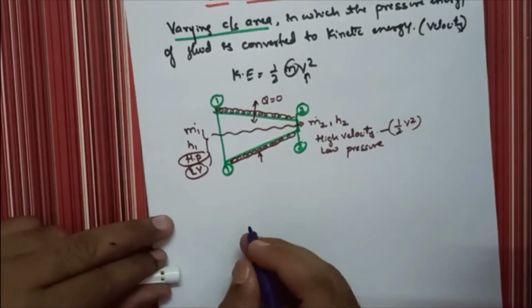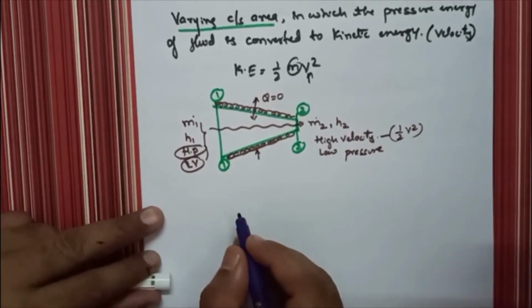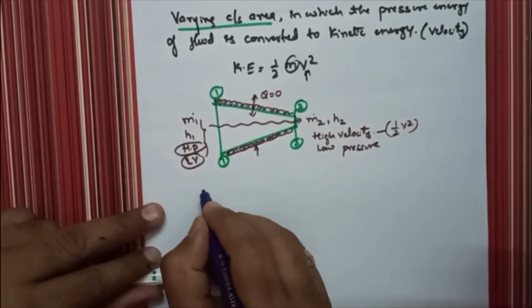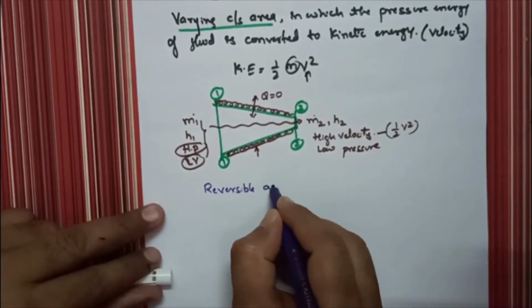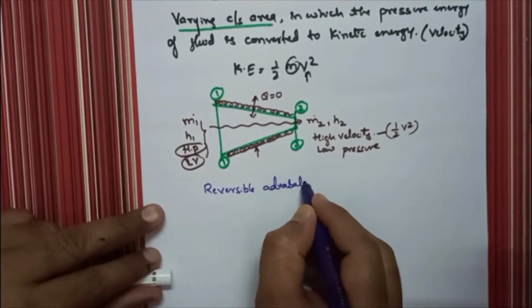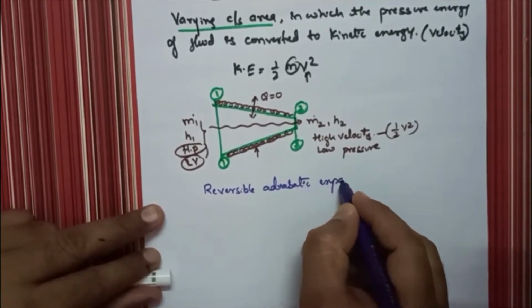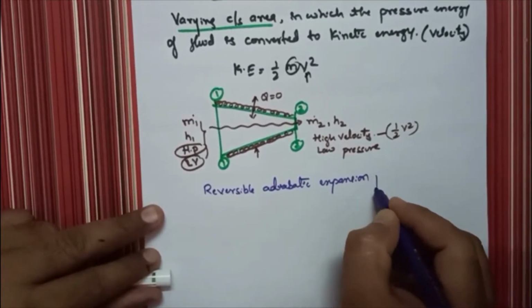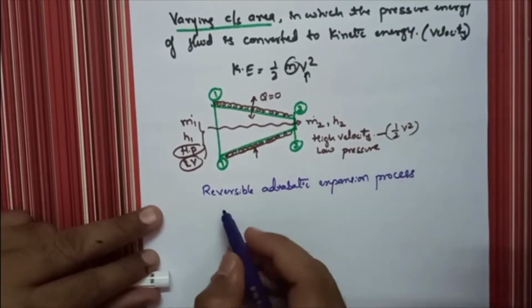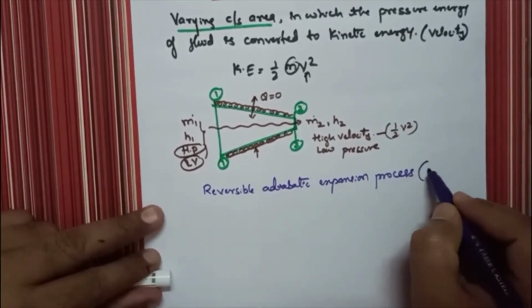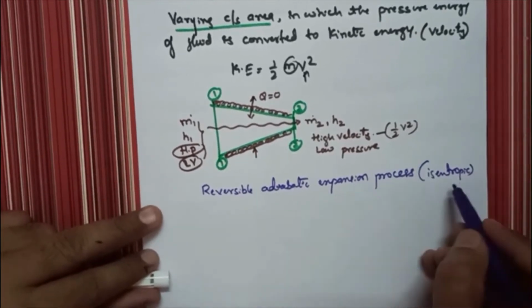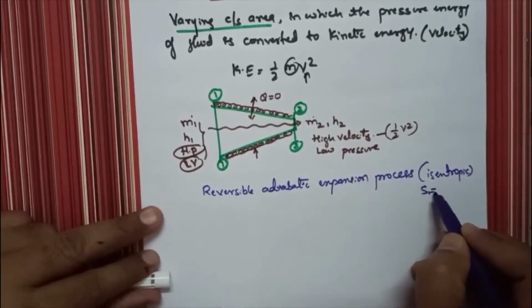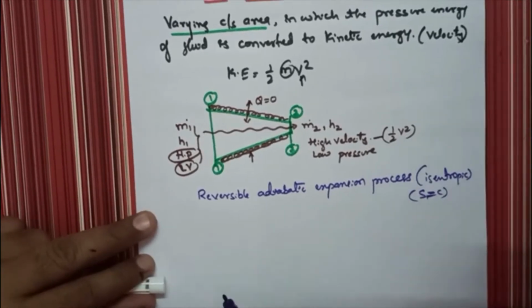So they may ask you the process in the nozzle is, what is the name of the process? That is reversible adiabatic expansion process. So reversible adiabatic expansion is also called isentropic process. That is, entropy remains constant. Entropy is equal to constant.